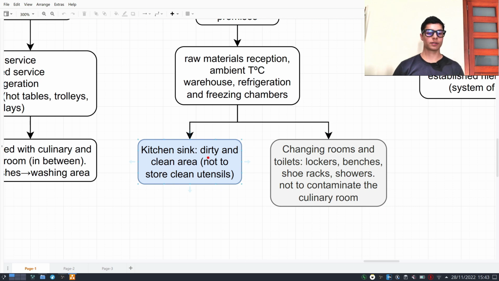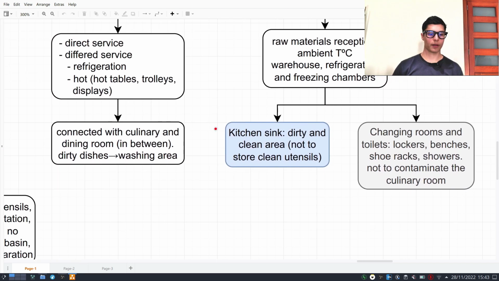For example, the kitchen sink. It has a dirty and a clean area, and it is not used to store utensils. So from the distribution area, when we get the dirty dishes and we bring them to the washing area, well, the kitchen sink is the washing area. And here we have the dirty, which has the dirty dishes, and the clean after cleaning them. But we cannot expect to leave them there because they can be contaminated. So we cannot store the clean utensils in the kitchen sink.